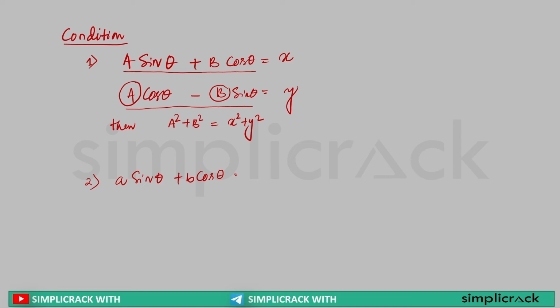Now understand this, if it is written as A sin theta plus B cos theta, then the maximum value one can get of this equation is the square root of A square plus B square. Clear? So let's start with a question.